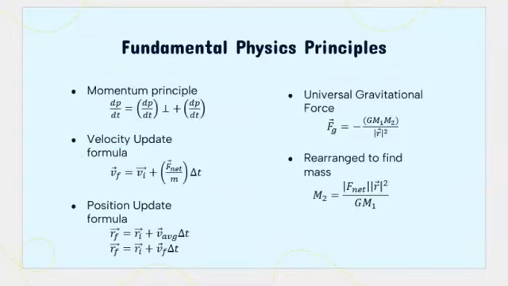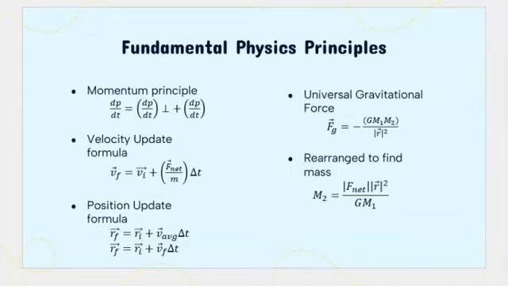To start, some fundamental principles for this experiment include the momentum principle, the velocity update formula, and the position update formula. The momentum principle is derived from Newton's second law, which states that the total change in momentum with respect to time is equal to dp/dt perpendicular plus dp/dt parallel. The velocity update formula is velocity final equals velocity initial plus acceleration times delta t. Through the velocity update formula, we also have the position update formula. There are two because with non-constant forces like gravity, we use velocity final instead of velocity average.